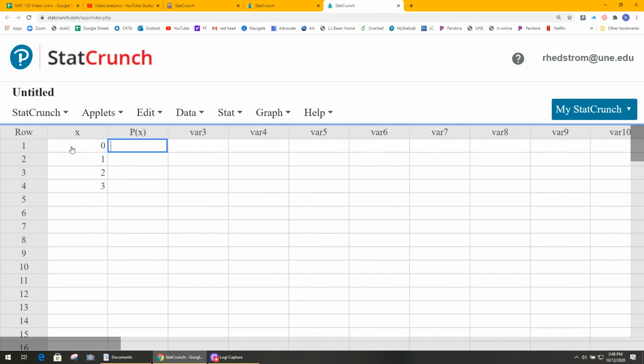Let's give some corresponding probabilities for those. Let's say we have 0.01. Let's say we have 0.2. Let's make this 0.5. And let's make this 0.29.